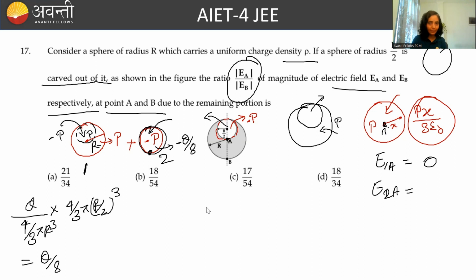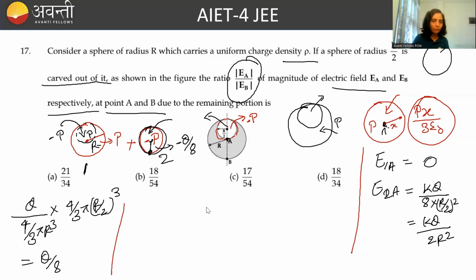If I simply write the magnitude of the electric field at A because of system 2, how much will it be? K into the charge in system 2, that is Q by 8, divided by the distance squared. Since A is on its periphery, the formula will be k into the charge contained inside it divided by the radius squared. The radius is r by 2, so squaring it, the answer is KQ by 2r square. So this is E2A. So we got EA: it is KQ by 2r square, because E1A is 0.